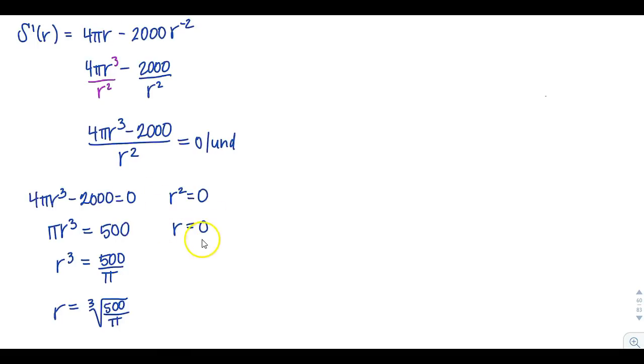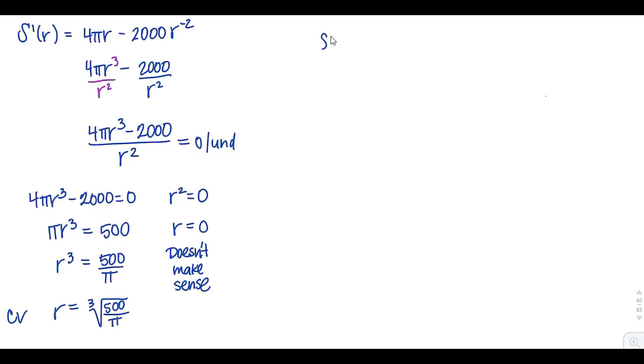However, it doesn't make sense for the radius to equal 0 if we're going to have any volume in our can. So r equals 0, this quantity doesn't make any sense. So this is not a critical value. So my only critical value is this cube root of 500 over pi. Now, since this is a critical value, we do want to justify that this is in fact a minimum. So we're going to go ahead and apply the second derivative test here.